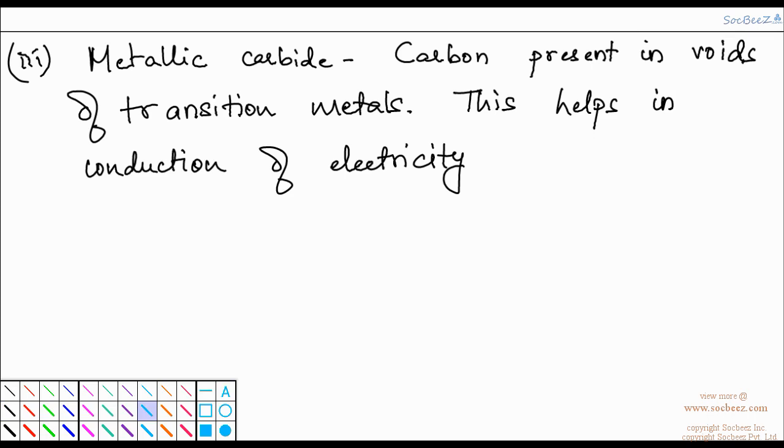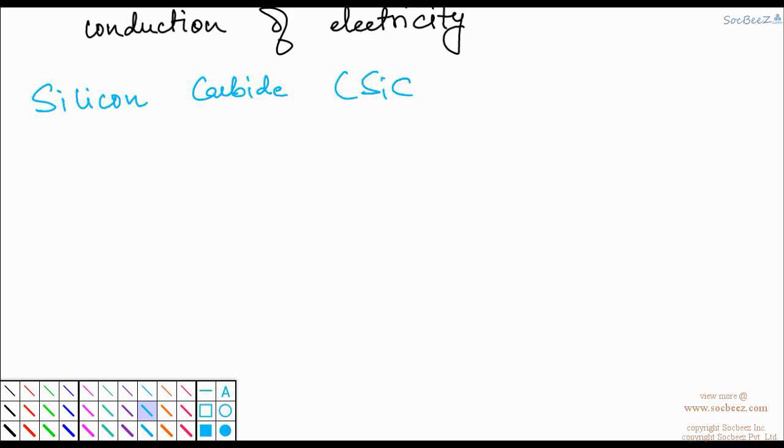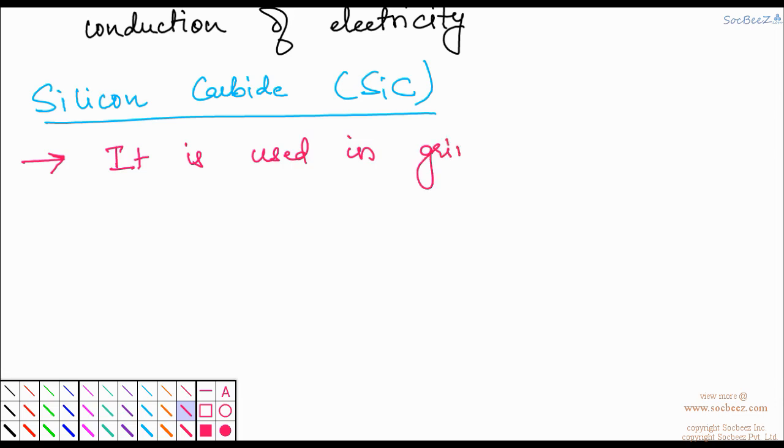There is another very important compound of carbon, silicon carbide, which needs special reference. The formula is SiC. The most important point regarding silicon carbide is that it is used in grinding wheels. It is a very strong compound, and it has a diamond-like structure.